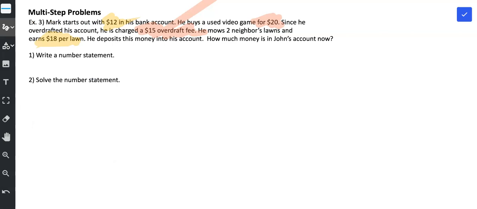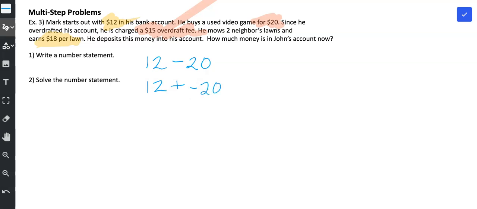And it says write a number statement. So I'm going to start with the $12 in his bank account. So he starts with a positive $12. Then he buys a used video game for $20. So that's a negative. So we could either subtract $20, or you could write this as adding to the positive a negative 20.